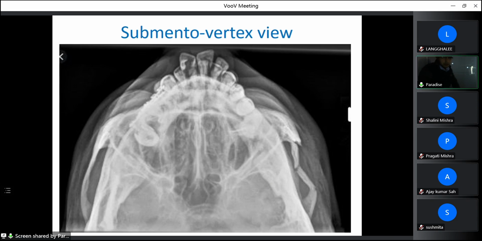Submentovertex view, also known as jug handle view, is preferred to identify zygomatic arch fracture. Whenever you suspect a zygomatic arch fracture, you can advise submentovertex view, also known as jug handle view. It is the only plain radiograph of some importance in case of ZMC fracture. Otherwise, you have to see the NCCT face CT scan, because in plain radiograph, due to presence of many small bone comminuted fractures, you can't identify whether the fracture is present or not. Even if it is present, you can't identify the severity of displacement or injury. So you have to do CT scan.